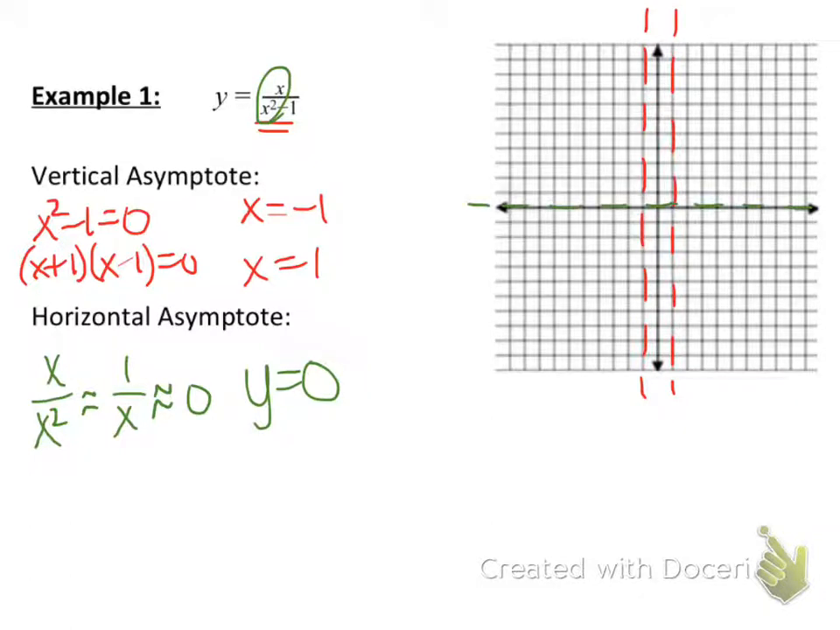We can also find our x-intercept by setting our numerator equal to 0, and we get x equals 0, so we could plot that point as well.